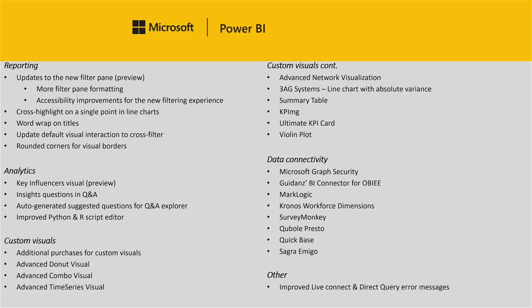Their third visual is the advanced time series visual. In this visual, it's very similar to the combo chart. A lot of the same customizations and again, smooth animations, touch experience, tons of formatting control, but it's really geared towards being able to explore time-based data specifically, whereas the combo was more categorical on the axis.